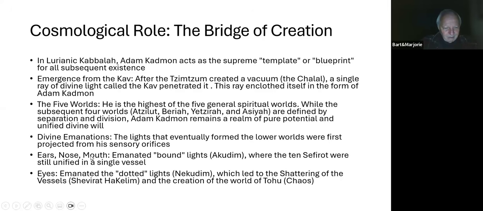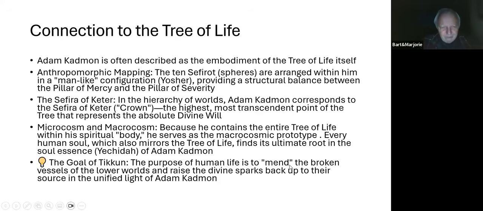And we have the ear, nose, and mouth emanated bound lights, Akudim, where the 10 Sephiroth were still unified in a single vessel. The eyes emanated the dotted lights, the Nekudim, which led to the shattering of the vessels, the Shevirat HaKelim, and the creation of the world of Tohu, or chaos.